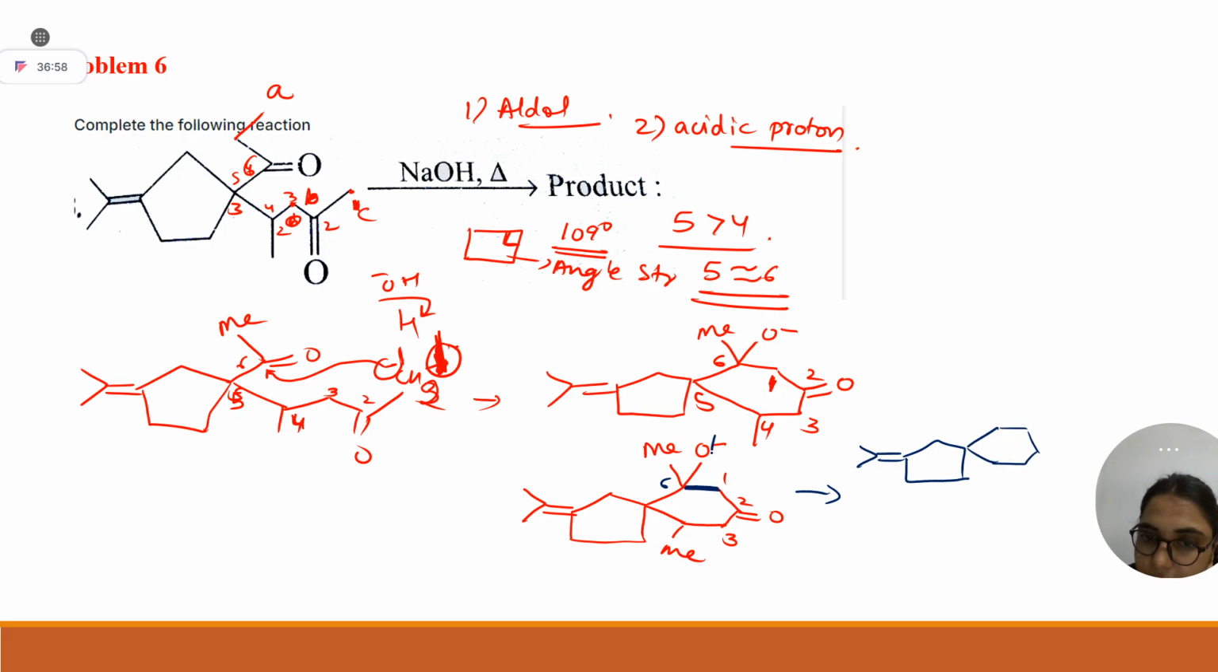It will become OH after your workup and all. See, heating is also there. So now you will tell me, from where will dehydration take place? How many options does it have for dehydration? Only one. Because for H2O to leave, this carbon doesn't contain any hydrogen, right? So the only possibility is that you will get this product.